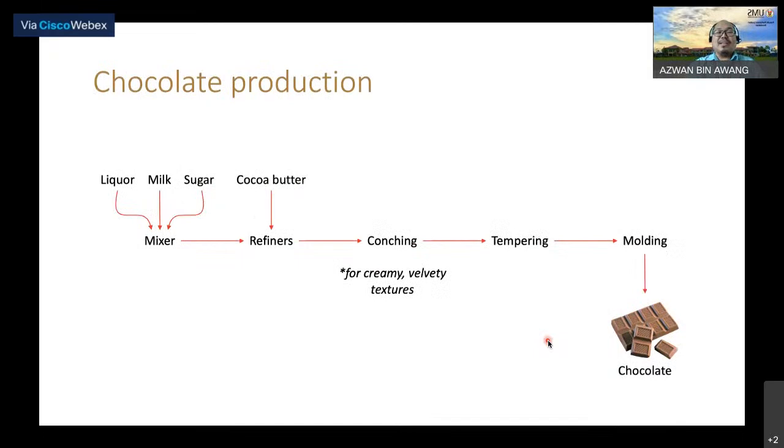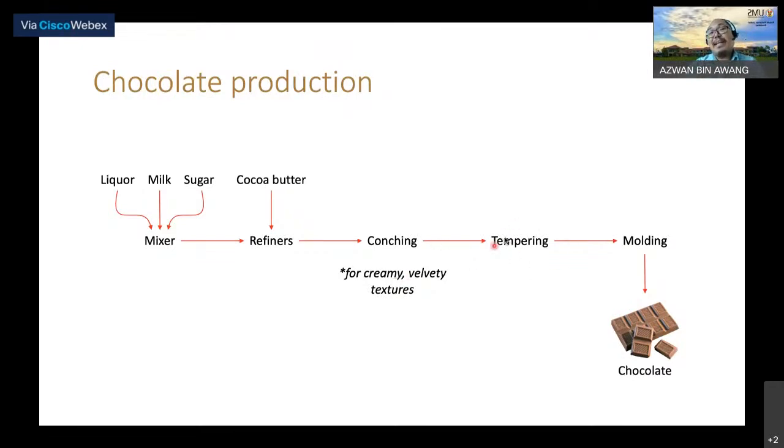All right. So these are some chemicals that can be found in cocoa flavor, which means that cocoa flavor is complex. So how to make chocolate? You need cocoa liquor, you add milk, you add sugars, and then you add cocoa butter under refiners to make it smooth, and then you do conching. You blend lama, sometimes 3 days, to make the chocolate feel creamy and velvety.